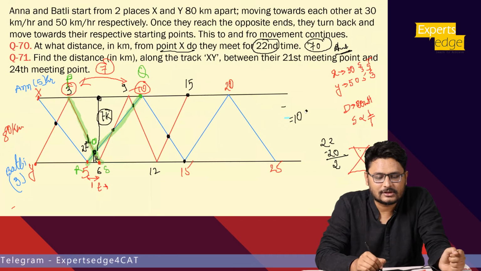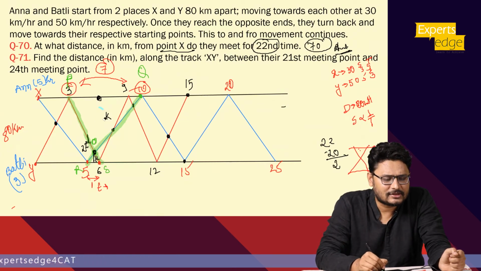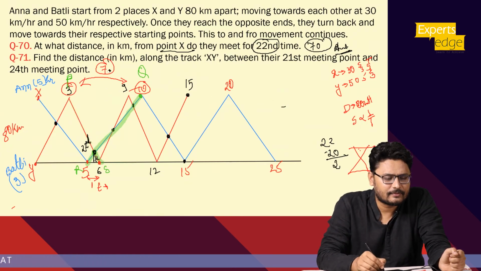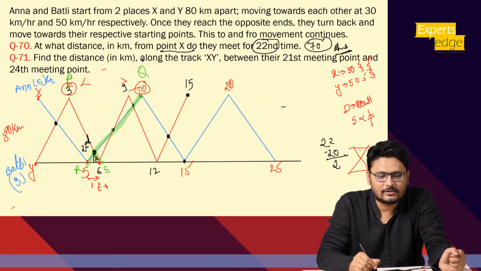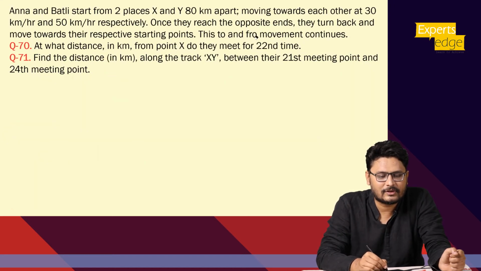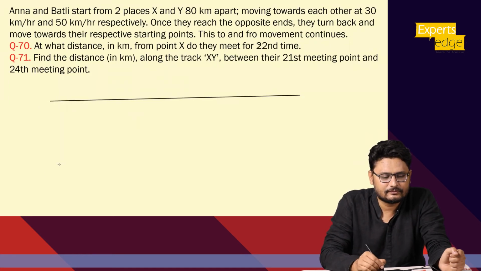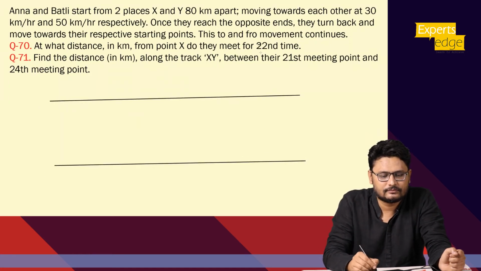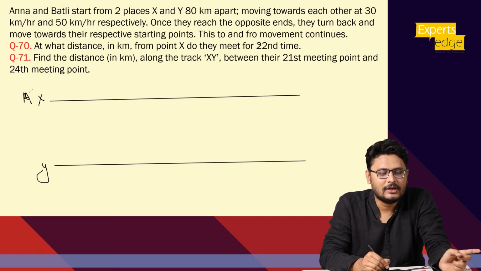जैसे ये this is done. Even I'll erase this part. Let us draw fresh only. This is x, this is y. x से निकला था अन्ना, का time हमने कितना लिया inverse, उसकी अगर 3 speed थी तो उसका time हमने लिया था 5. Similarly बाटली का time था 3.